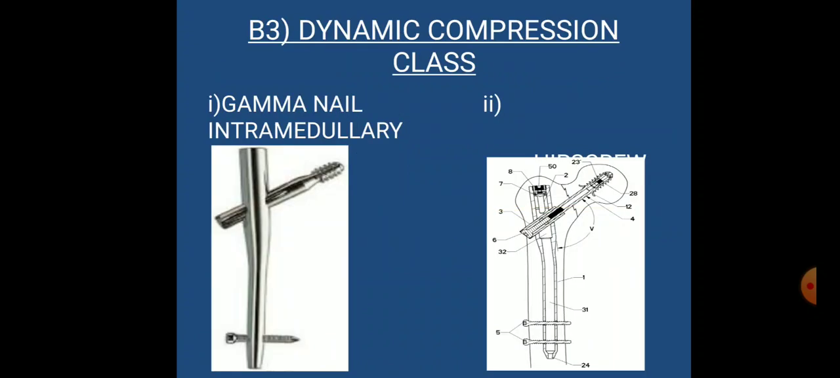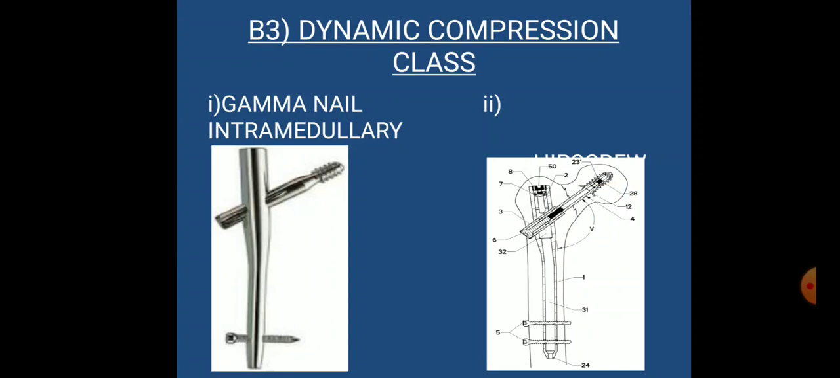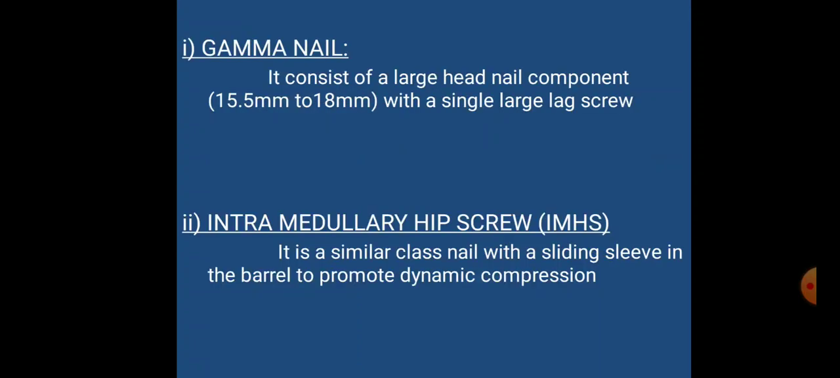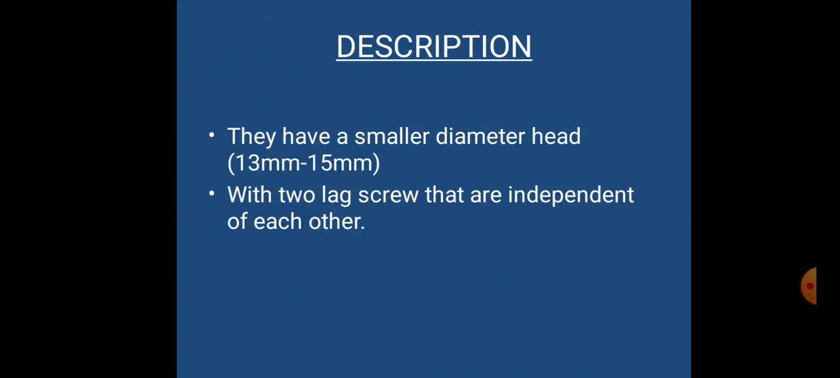Dynamic compression class, that is the gamma nail, which is introduced intramedullary. You can see this is a modern new generation of screws and plates. The gamma nail consists of a large head nail component, 15.5 mm to 18 mm, with a single large lag screw. Then there are intramedullary hip screws. It is a similar class of nail with a sliding sleeve in the barrel to promote dynamic compression. And comes the reconstruction class. You can see there are proximal and distal screws, but the angle is changed. They have a smaller diameter head with 2 lag screws that are independent of each other.